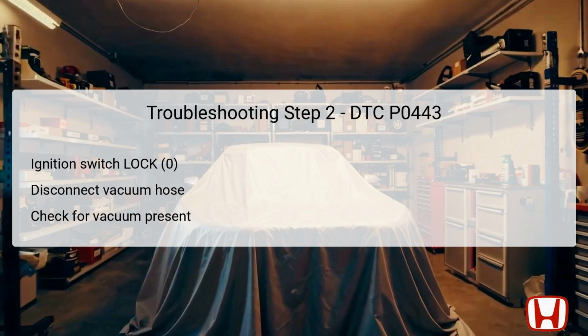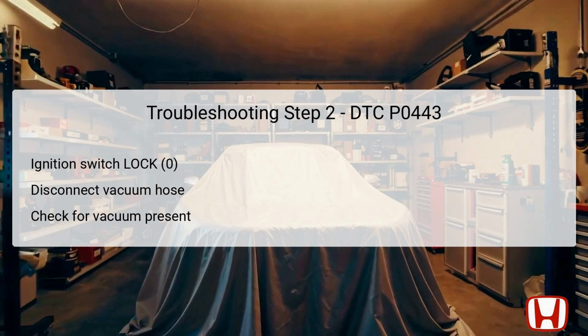In the second troubleshooting step, turn the ignition switch to the lock position 0 to begin. Allow the engine to cool to below 140 degrees Fahrenheit, 60 degrees Celsius, for safety. Once the engine is cooled down, disconnect the vacuum hose from the EVAP Canister Purge valve located in the engine compartment. After the hose is disconnected, attach a vacuum pump gauge to it to check for vacuum levels.